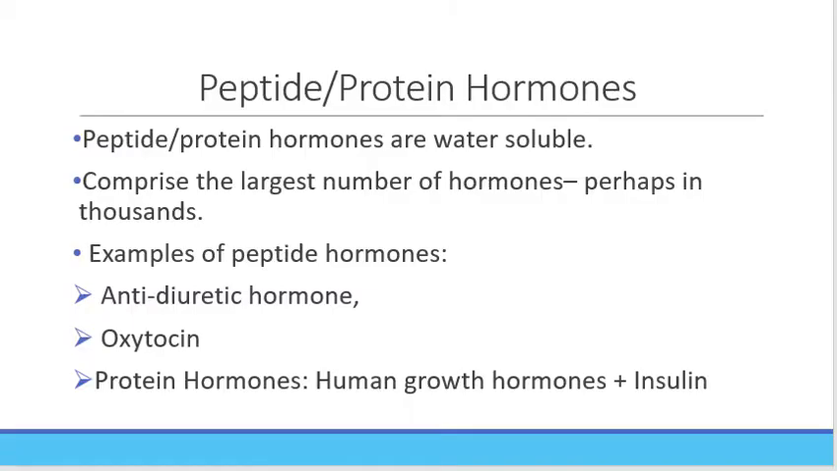So let's talk about peptide and protein hormones. Peptide and protein hormones are water-soluble. They comprise the largest number of hormones, perhaps in the thousands in the body. Some examples of these hormones include the antidiuretic hormone, oxytocin, and protein hormones such as human growth hormone and insulin.